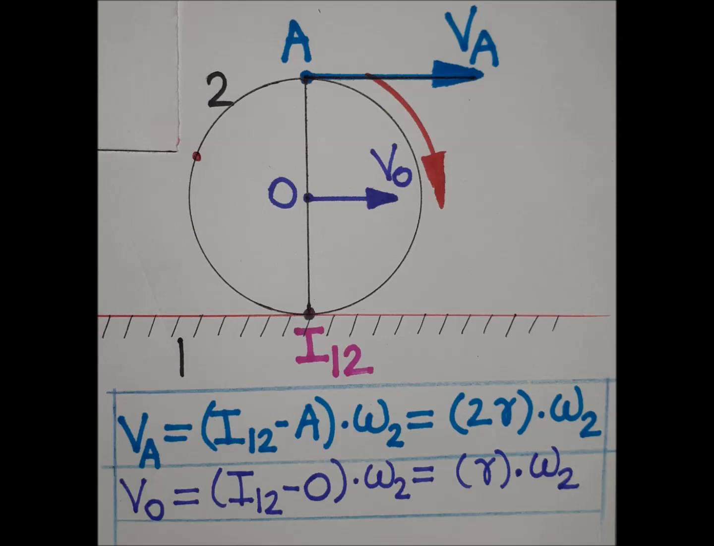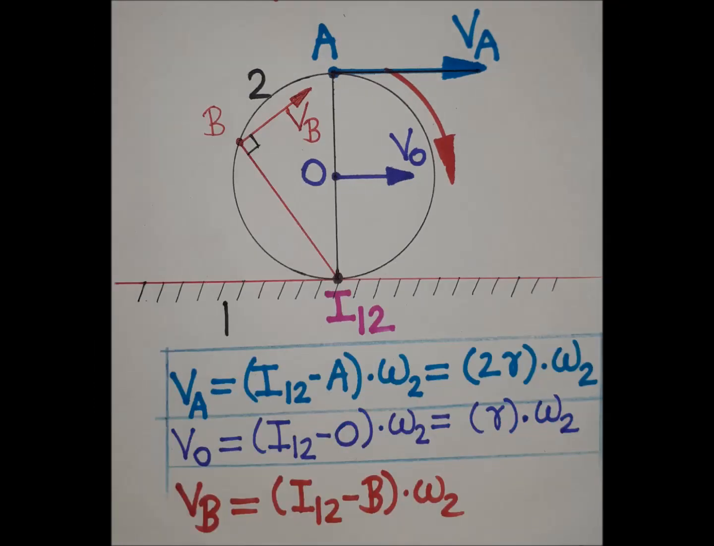Now velocity at point O, VO, will be equal to I12O into omega 2, or we can say VO is equal to r omega 2, because the distance between I12 and O will be equal to the radius, and VO will be perpendicular to I12O. And velocity at point B will be given by the relation VB is equal to I12B into omega 2, and it is perpendicular to I12B.